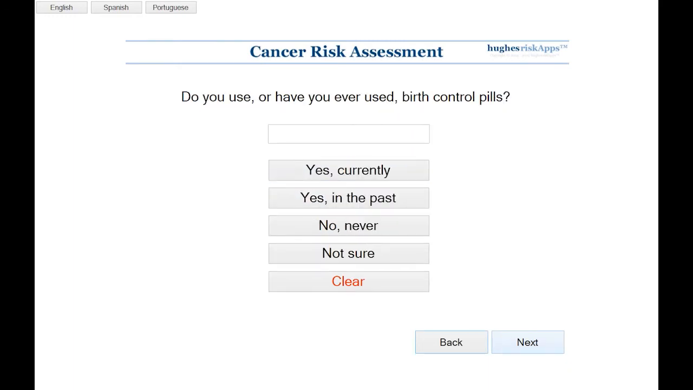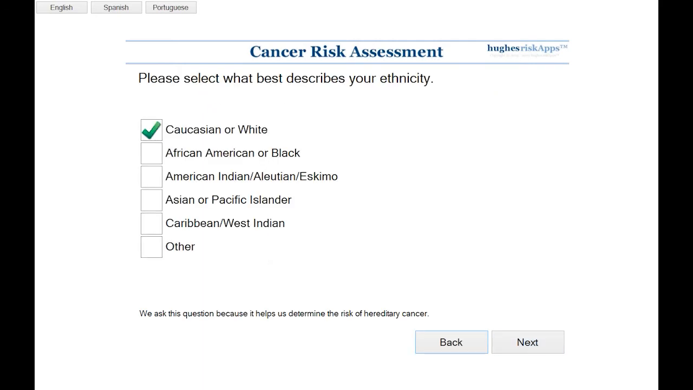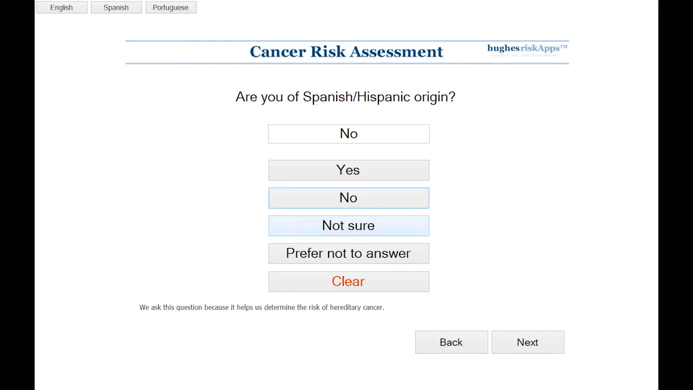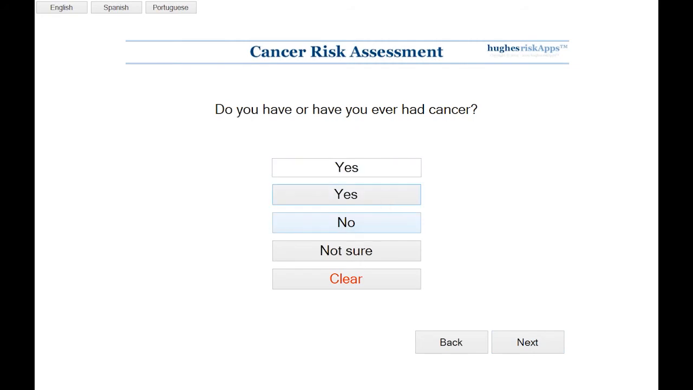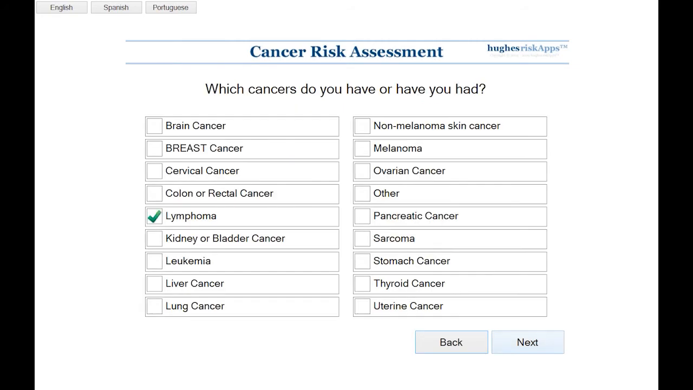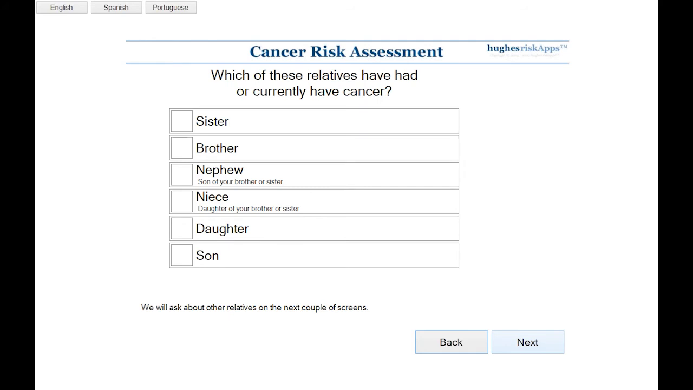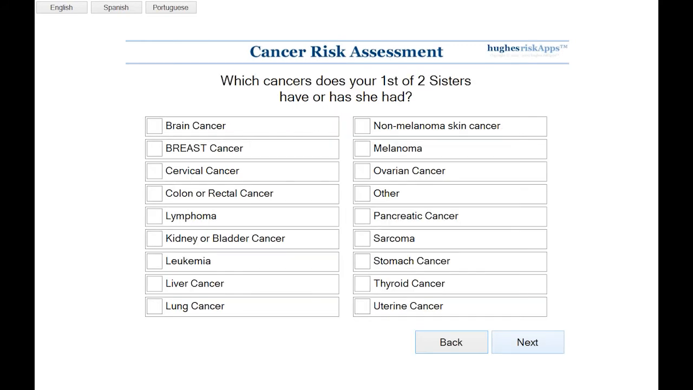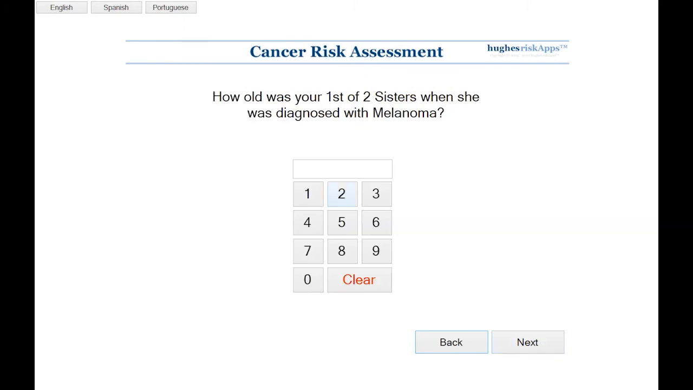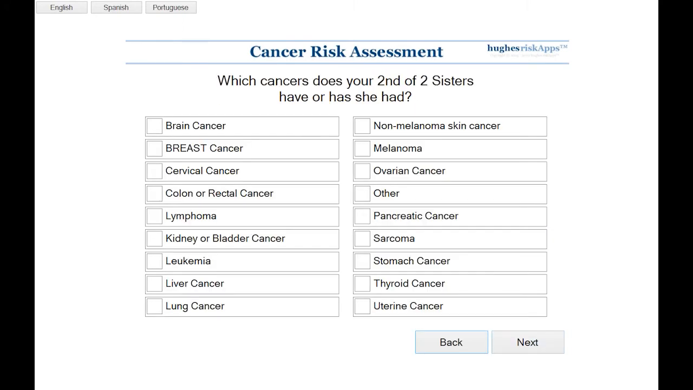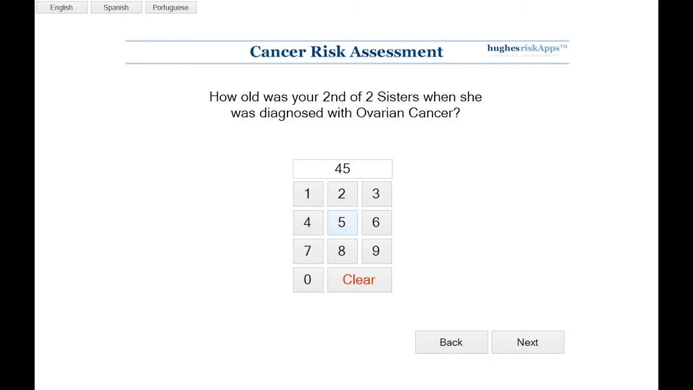We'll say yes to radiation, no to birth control pills, no to fertility drugs. Say this patient's Caucasian, that she is not Hispanic, that she's not Jewish. She herself has had cancer, so we want to know what cancer she's had. She had a lymphoma when she was 15. Her relatives have had cancer, so it wants to know which relatives, starting with the immediate family. If you choose a sister, it might want to know if there's more than one sister with cancer. And we'll say that the first sister had a melanoma, and she was 23. The second sister had ovarian, and she was 45.